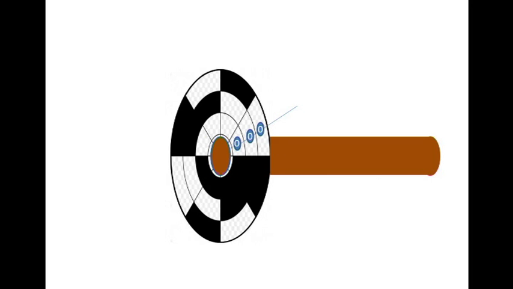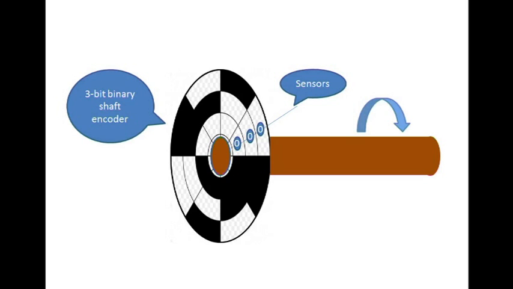In this short video clip, we're going to look at shaft encoding using binary encoders and grey encoders. To begin with, we're looking at a binary encoder. This is a 3-bit binary shaft encoder. What that means is, as the shaft rotates, sensors that will be connected to this disk will record a binary number that will represent the position of the shaft.